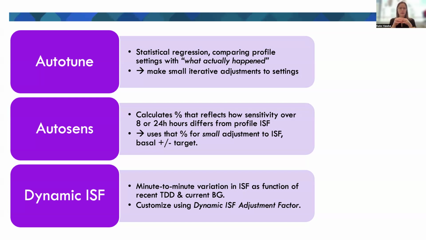Coming then to AutoSense, this is something which is on a more dynamic basis, in the sense that it's a more live day-to-day kind of parameter. And AutoSense is calculating the percentage that reflects how sensitivity over 8 or 24 hours is differing from the profile ISF. So again, what is aAPS observing about how corrections play out on the blood glucose, and what can aAPS infer from that as relates to, oh, we're actually quite sensitive at the moment. Our ISF actually doesn't need to be as strong as what it is.